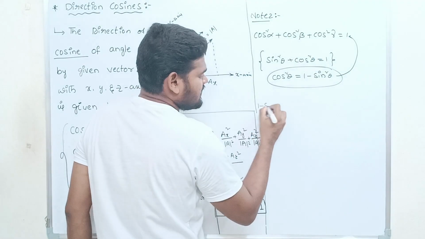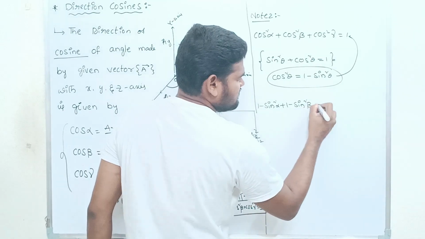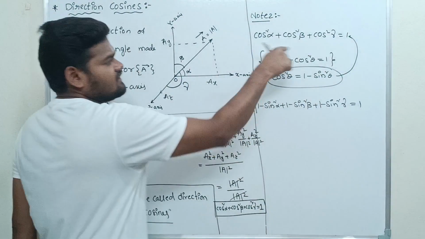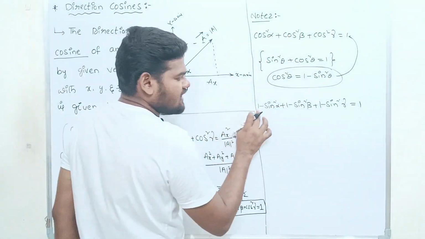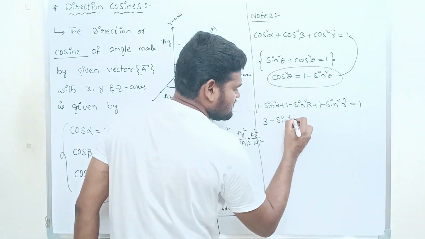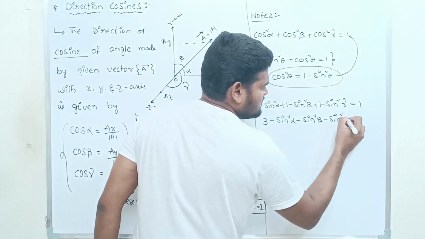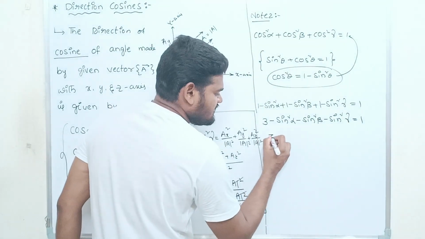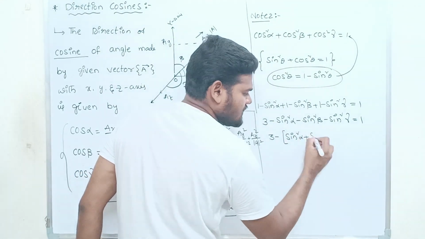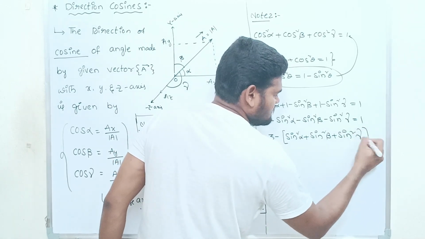So we will get 1 minus sin square alpha plus 1 minus sin square beta plus 1 minus sin square gamma is equal to 1. I have just substituted this formula here. So 1 plus 1 plus 1, you will get 3 minus sin square alpha minus sin square beta minus sin square gamma is equal to 1. So 3 minus, taking the minus common, sin square alpha plus sin square beta plus sin square gamma is equal to 1.